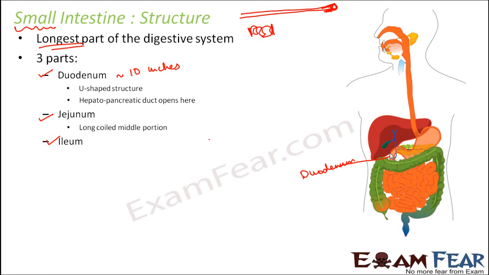Jejunum is the long coiled middle portion. So this portion is jejunum, the middle portion of the intestine, and it is the primary site of absorption.